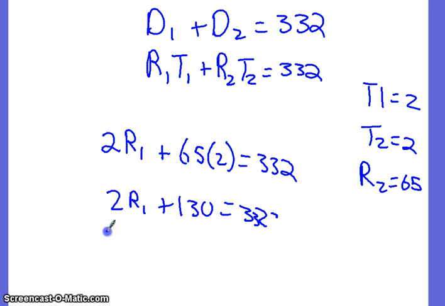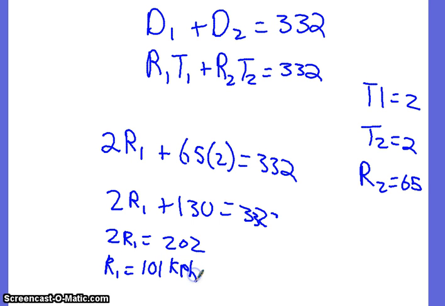2R1 equals, what's 332 minus 130? 202. So R1 is, what's the rate? 101. 101 kph, kilometers per hour. They told me the rate of the second train. All we had to do was find the first one.